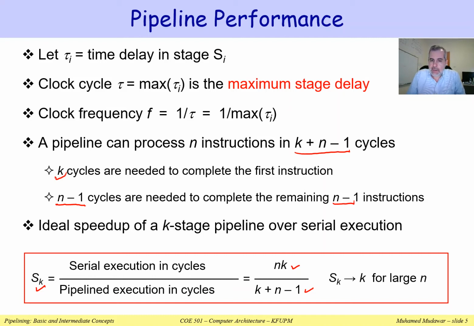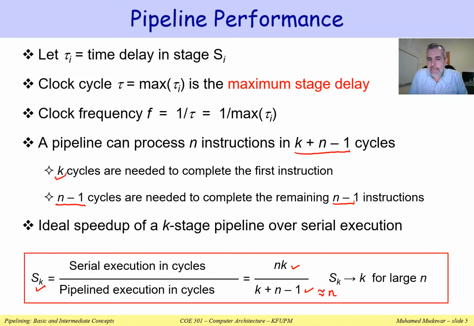So if n is very large compared to k, then k plus n-1 is approximately equal to n. I can simply approximate this as n and ignore the k minus 1. So we can ignore the time to fill the pipeline, and we can assume that the pipeline execution time in cycles is simply equal to n, which is the number of instructions.